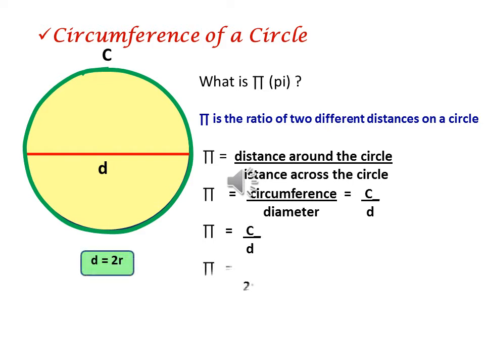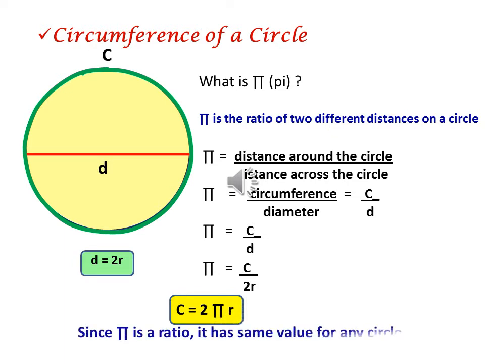And we already know d is equal to 2r, that is twice the radius. So pi becomes c upon 2r, that is circumference upon twice the radius. So c becomes 2 pi r. Since pi is a ratio, it has the same value for any circle.